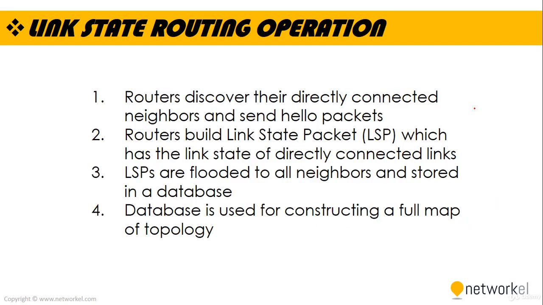Let's go ahead with the link state routing operation. We have 4 steps of the link state routing operation, and in the first step, routers discover their directly connected neighbors and send the hello packets. In the second, routers build link state packet LSP, which has the link state of directly connected links. In the third, LSPs are flooded to all neighbors and stored in a database. In the fourth, the database is used for constructing a full map of the topology.